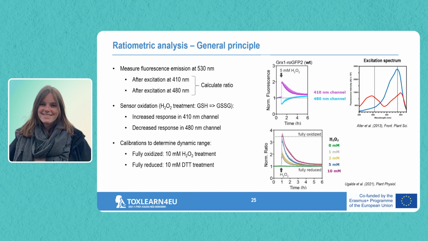And then you just get these dotted lines at the top and the bottom of the graph, which show you basically the range in which the sensor can respond. So you see here, if this peak goes up completely to this top line, you know that the sensor is really completely oxidized. So that's a really strong stress condition.